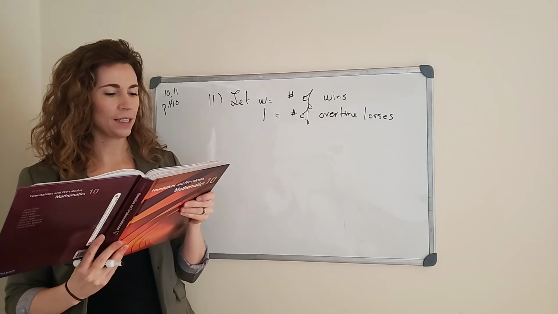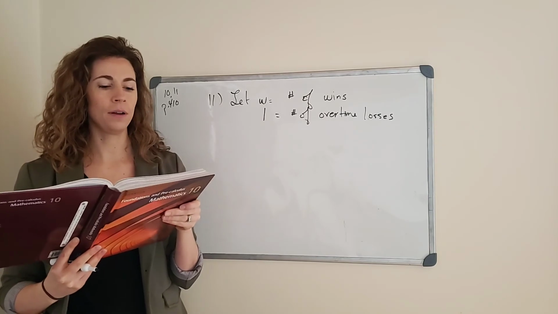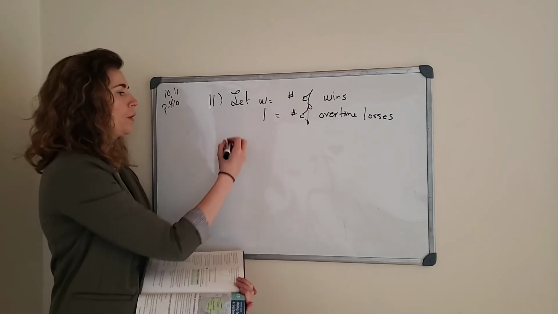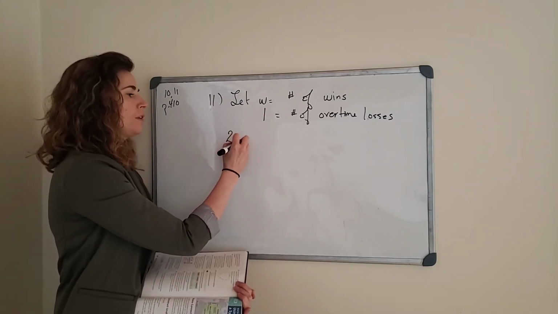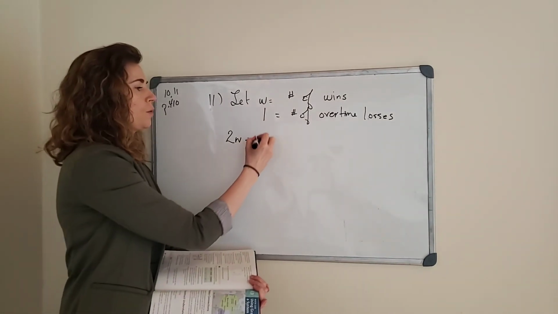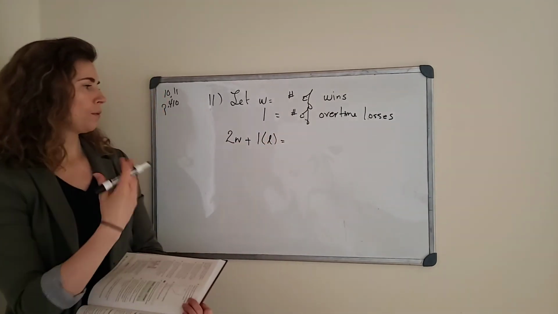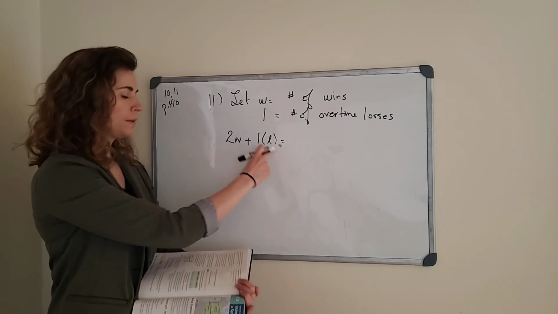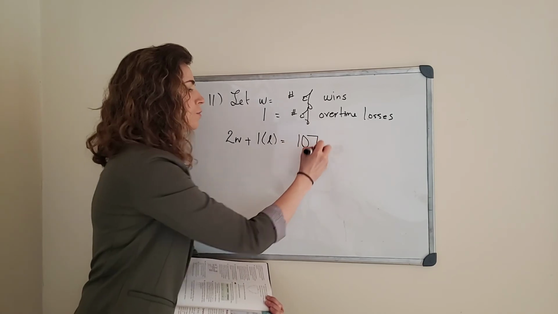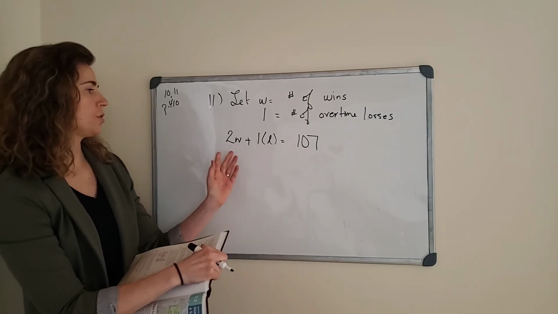It said here, a team gets 2 points for a win and 1 for the other. All right, very good. And they had 107 points. So I'm going to say 2 points times every win plus, how many points did they get for an overtime loss? 1. So I could write the 1 if I wanted, times the loss. You don't need to put the 1 if you don't want. And when you multiply the wins plus the losses and add them up, you get 107 points.